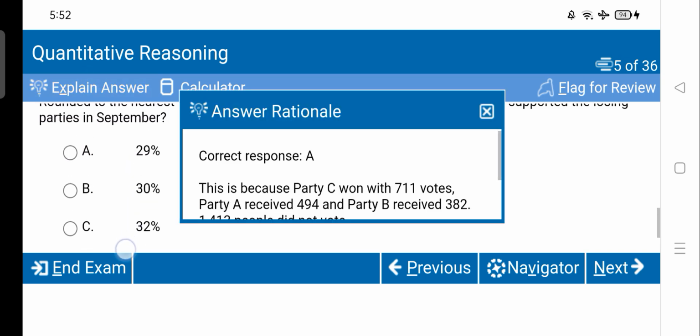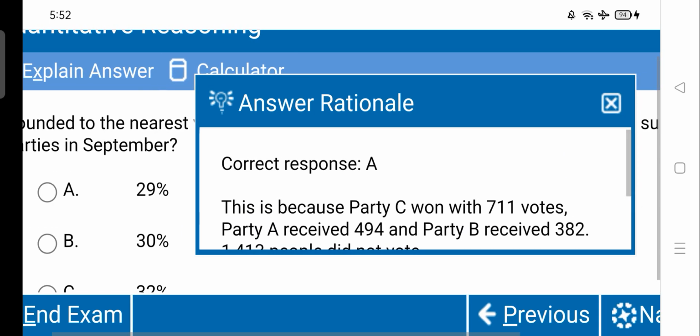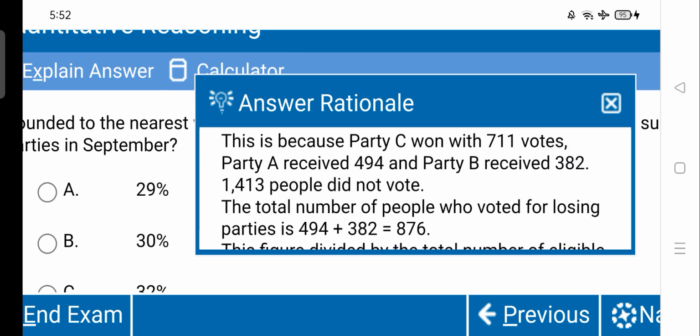So the correct response is option A. This is because party C won with 711 votes. Party A received 494 and party B received 382. So 1413 people did not vote.